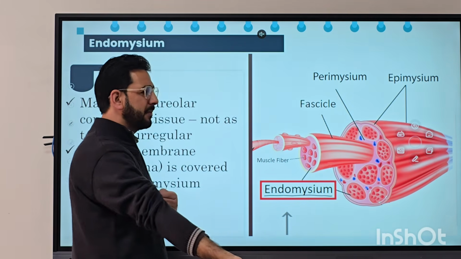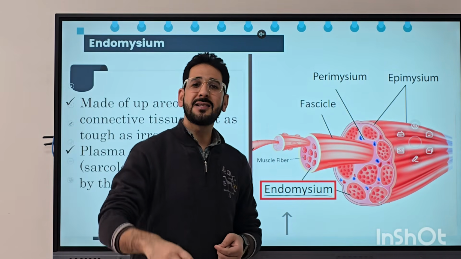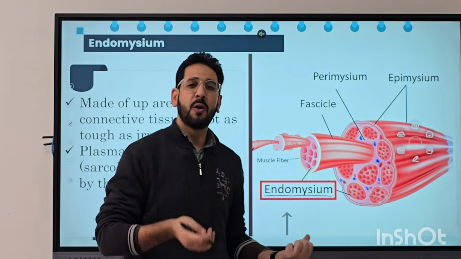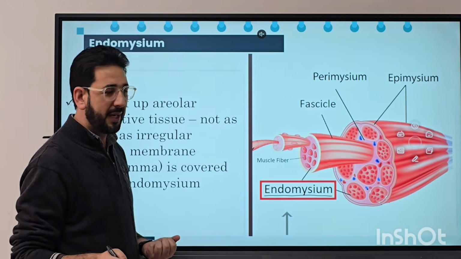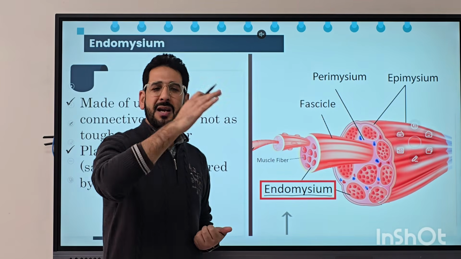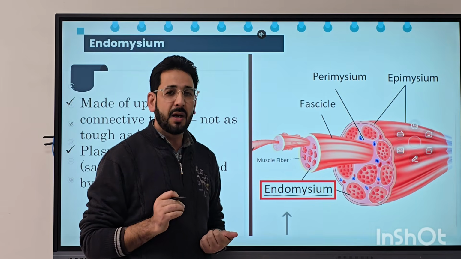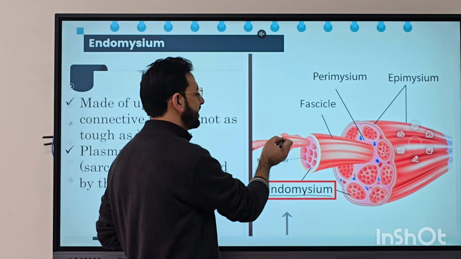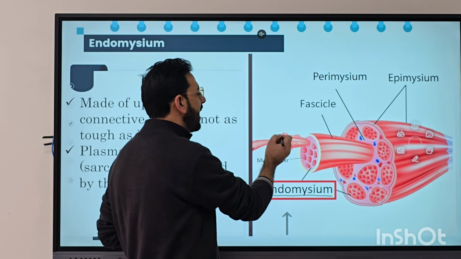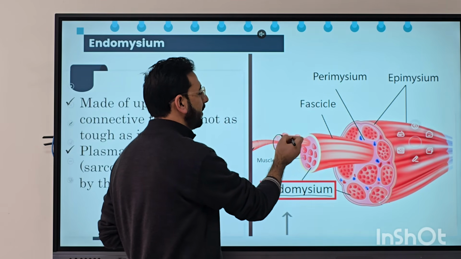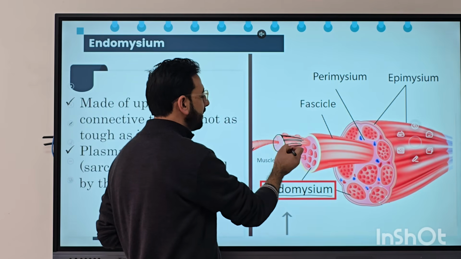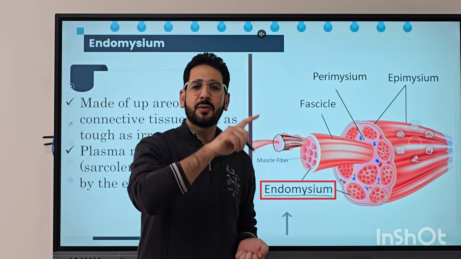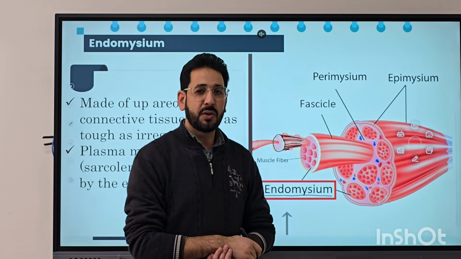But this endomysium is not as tough and strong as the perimysium and epimysium, because this endomysium is made up of loose areolar connective tissue. Okay, this endomysium is present outside the sarcolemma. Sarcolemma is the plasma membrane, or the cell membrane, of the muscle fiber, of the muscle cell. Suppose this is the muscle cell, and this muscle cell has this cell membrane, and this cell membrane is called sarcolemma.